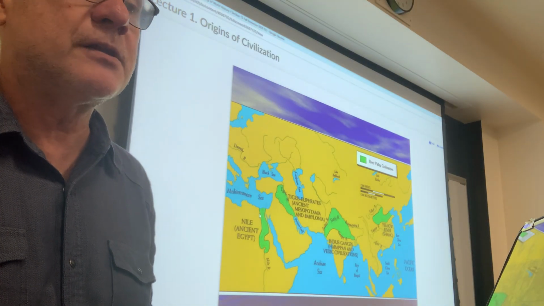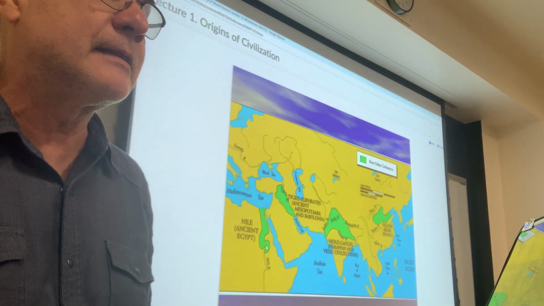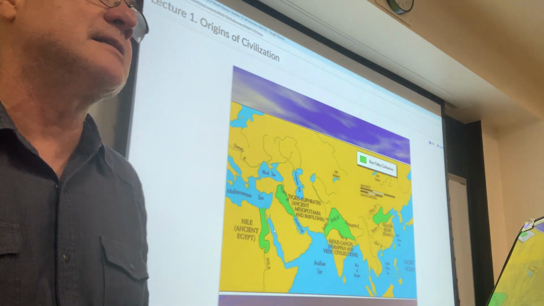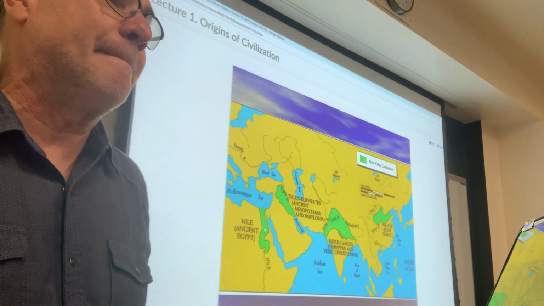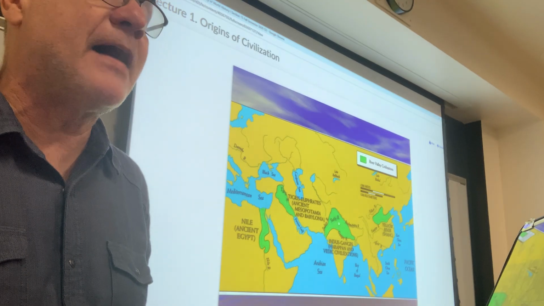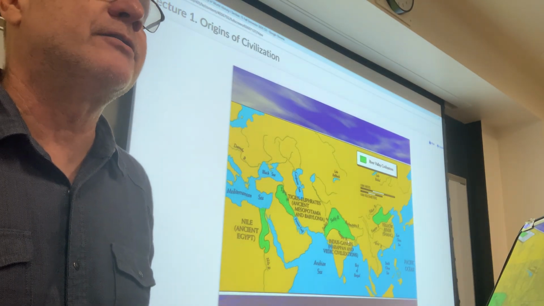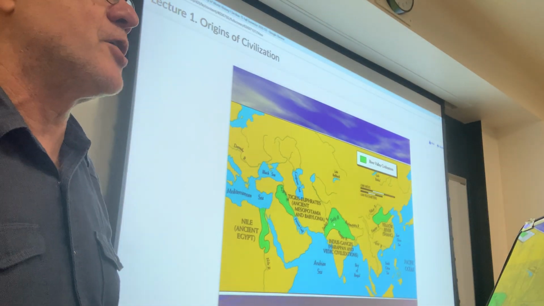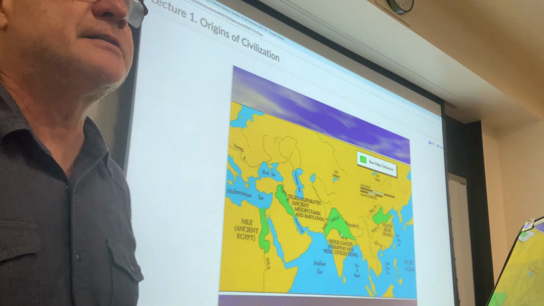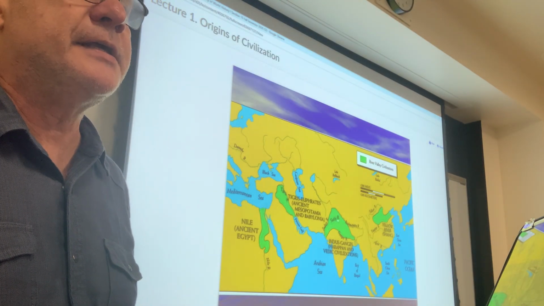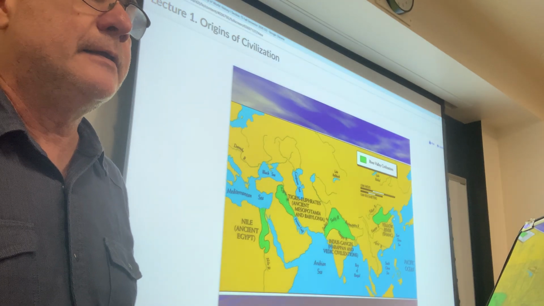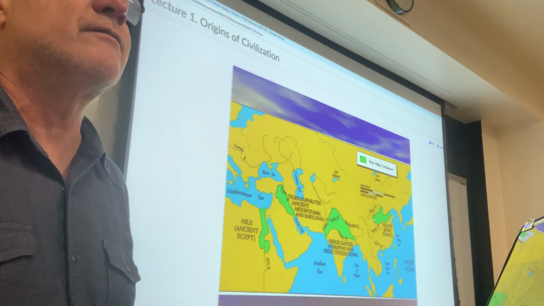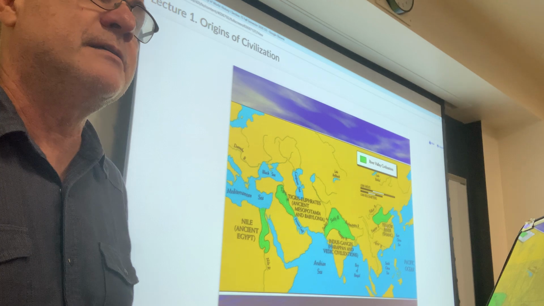Then a civilization emerged in the valley and delta of the Nile River, the Egyptian civilization. In the valleys of the Indus and Ganges rivers, the Harappan civilization was established, the earliest native civilization that emerged on the Indian subcontinent. And along the Yangtze and Yellow Rivers, the Chinese civilization developed.